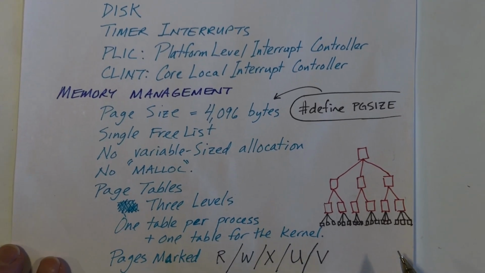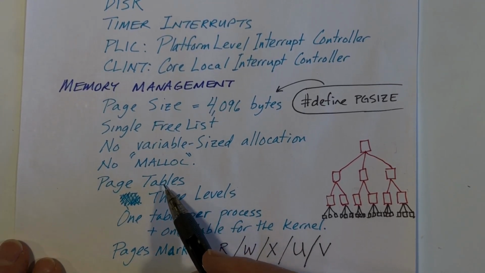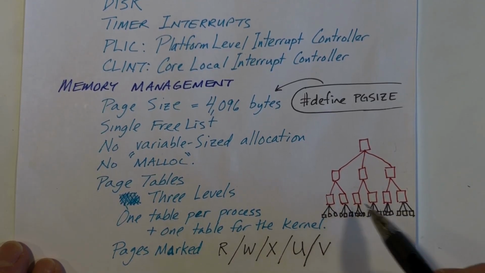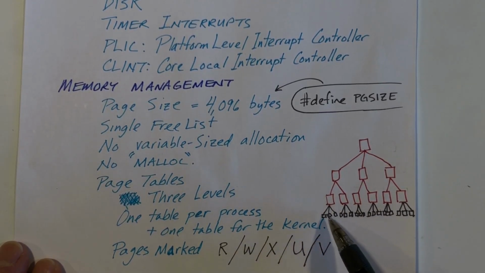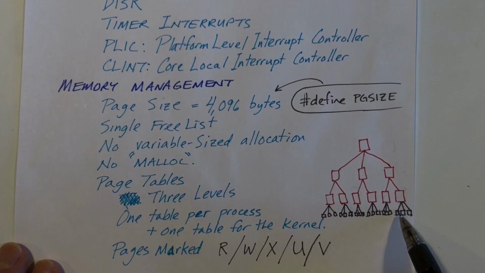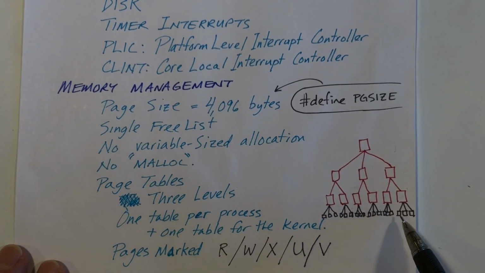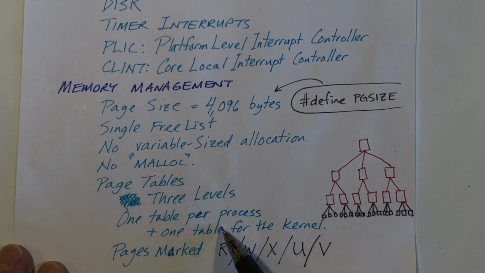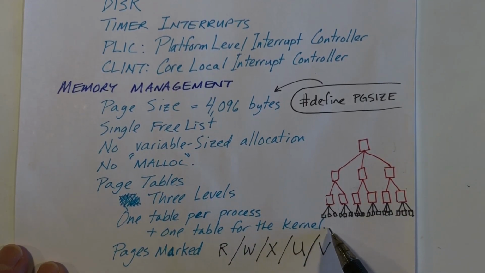The virtual address spaces are handled with page tables. The page tables are 3 levels. I've shown diagrammatically a 3-level page table. Down at the bottom we have the data pages. There's 1 table per process, and in addition there's 1 page table for the kernel itself, which maps all of the physical memory. That table for the kernel is shared by all the cores.